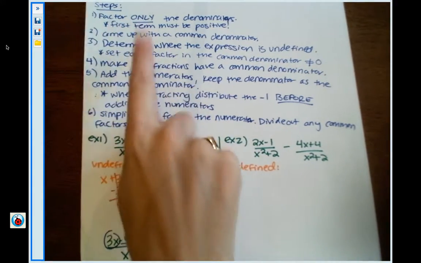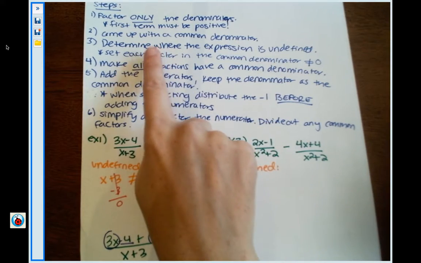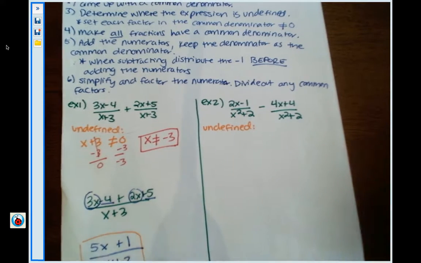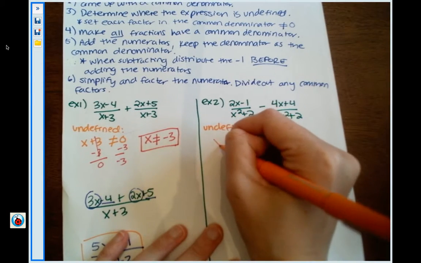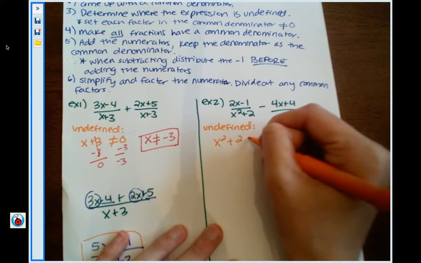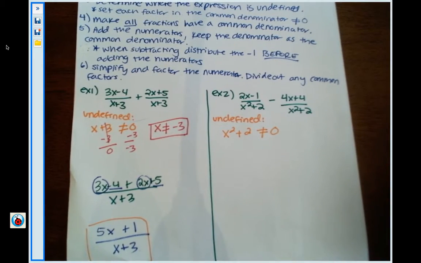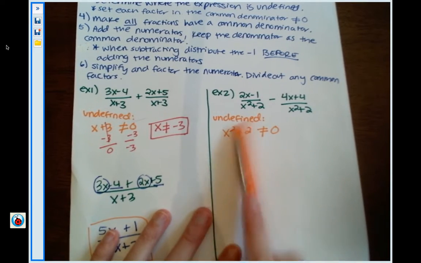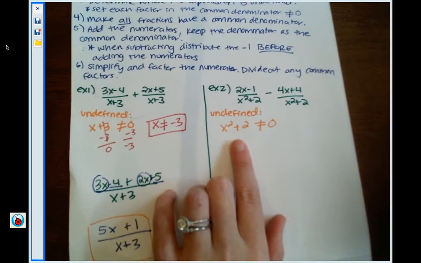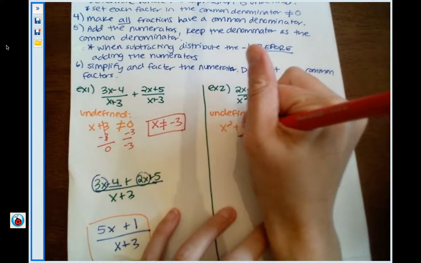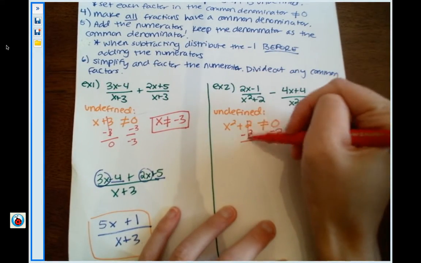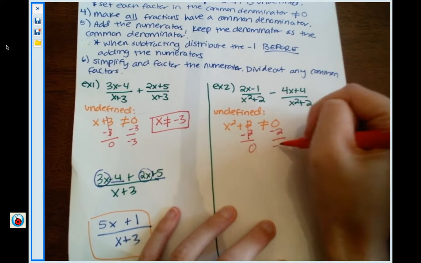Step 3, determine where the expression is undefined. So we set every single factor in the common denominator not equal to 0, which I already have, and I only have 1 factor in each denominator. So I'm just going to set x squared plus 2 not equal to 0, and we're going to solve this thing. Okay, so we never want this to go to 0 or a cat will die. So we're saving it right now. The way I bring positive 2 to the other side is by subtracting 2 on both sides. Bam and bam. 2 minus 2 cancels out and turns to 0, and 0 minus 2 is negative 2.